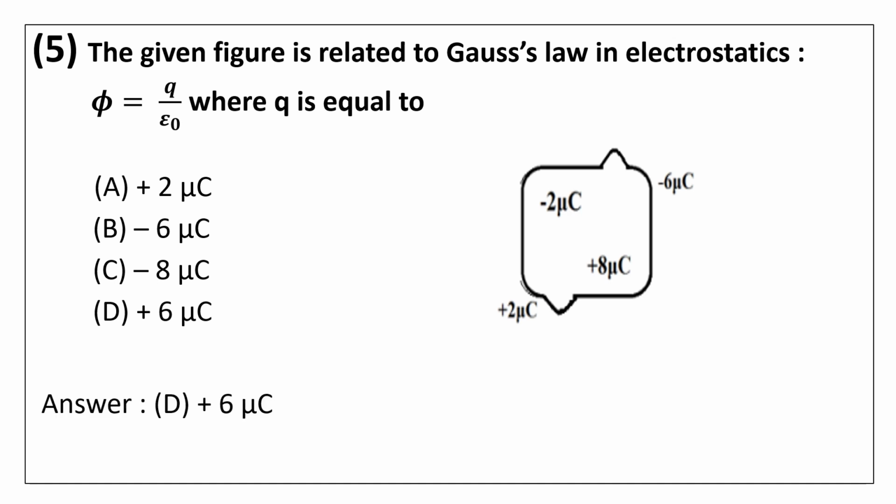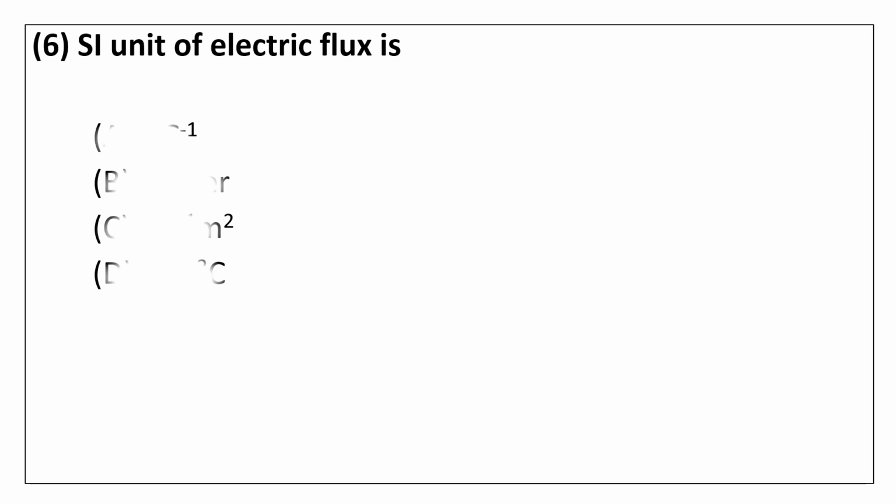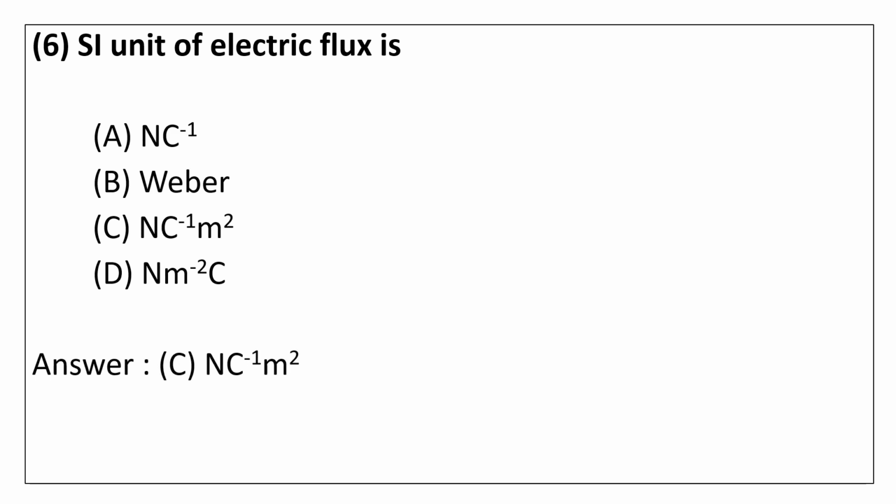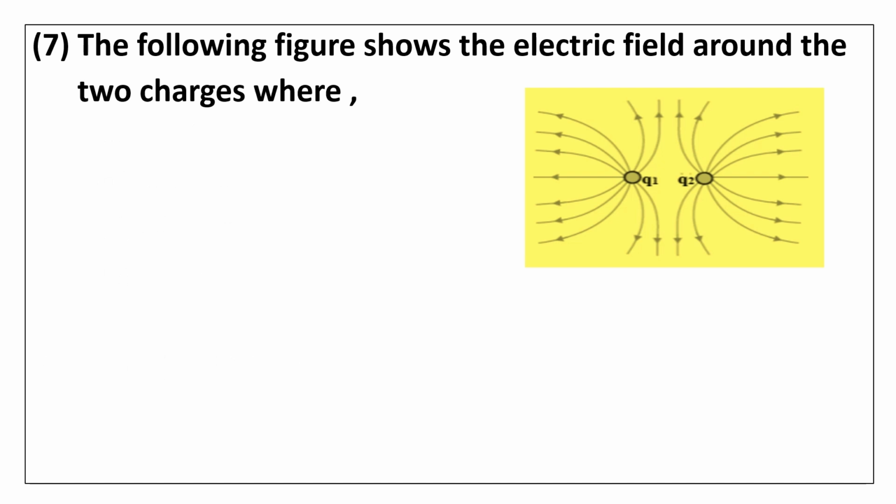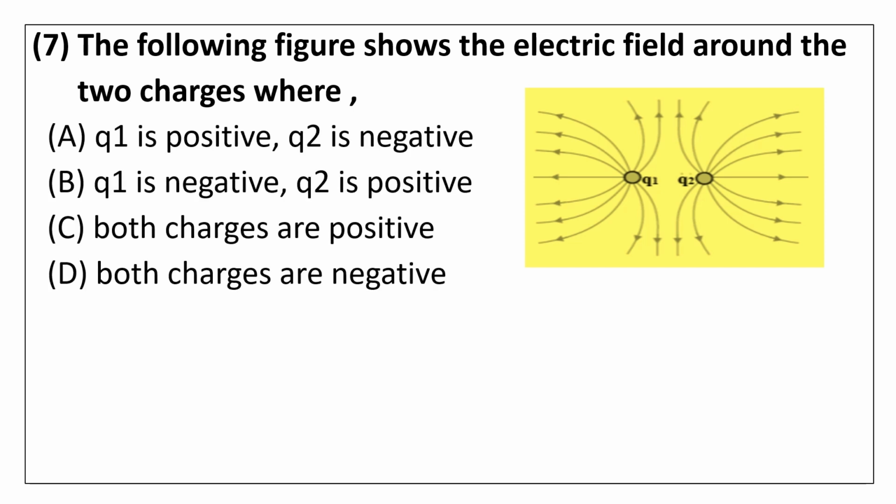Next, SI unit of electric flux is option C, that is Newton per coulomb meter square. Seventh question. The following figure shows the electric field around the two charges where option A, Q1 is positive, Q2 is negative. Option B, Q1 is negative, Q2 is positive. Both are positive and both are negative.